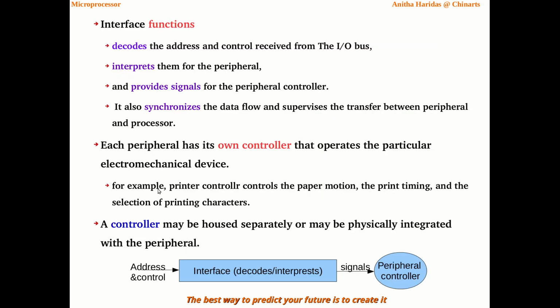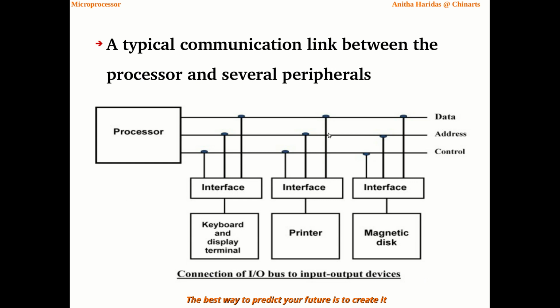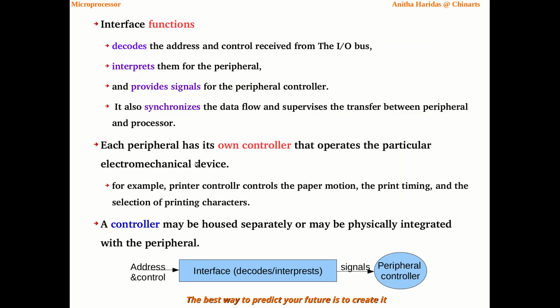Okay. So the previous slide showed you the importance of having the interface. Now this slide shows you what function is being done by these interface units. The interface is used for the following functions. First, the interface unit will be decoding the address and the control received from the input-output bus. When it is receiving the signals from the keyboard, printer, magnetic disk or from the processor, the interface must decode them. Why is it decoding? It has to understand what instruction is given by the processor, and to which particular device the instruction is coming in. For that it is going to use the decoding process. Once it has decoded, it is going to interpret them for the peripheral.